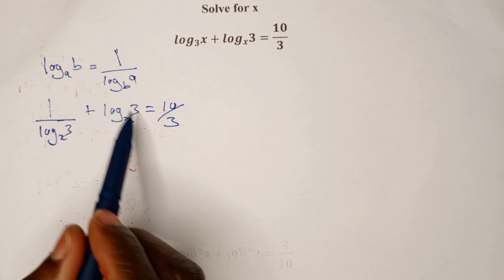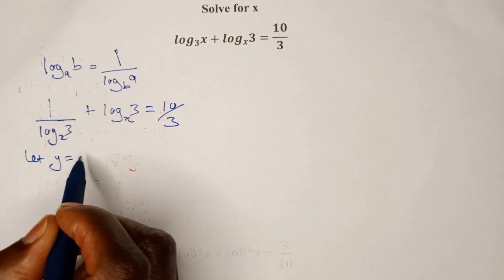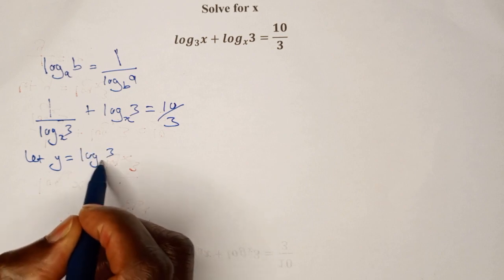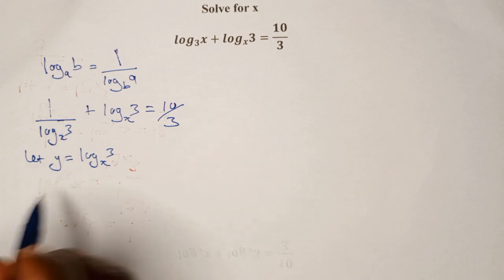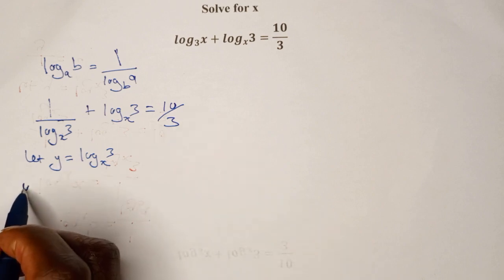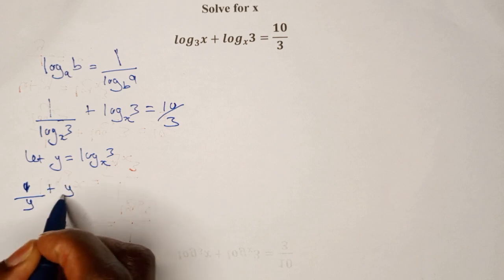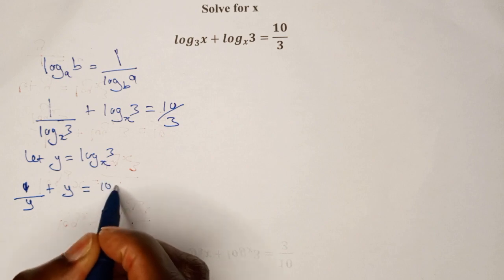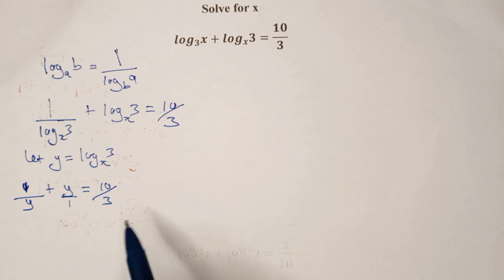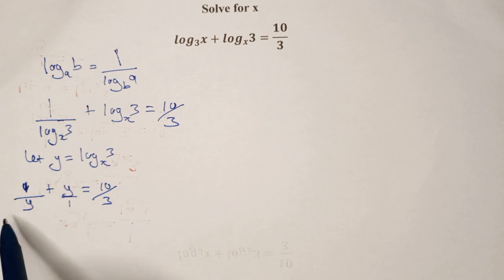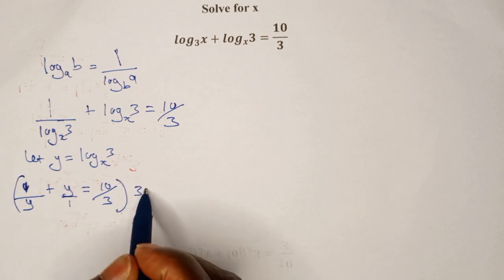Now if you check, they are the same, so we can say let y be equal to log 3 to the base of x. Where there is log 3 to the base of x, we substitute with y. So we'll have 1 over y plus y is equal to 10 over 3. We can make this linear by multiplying by the LCM. The LCM here is 3y, so we multiply everything by 3y.